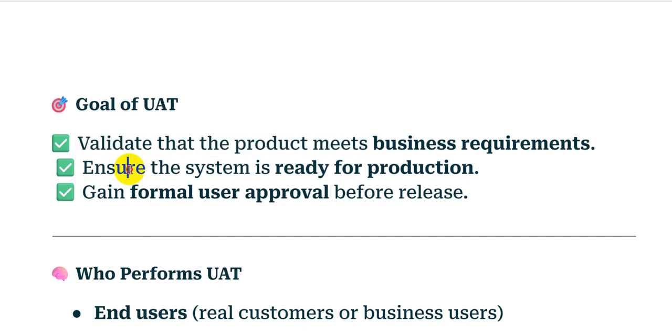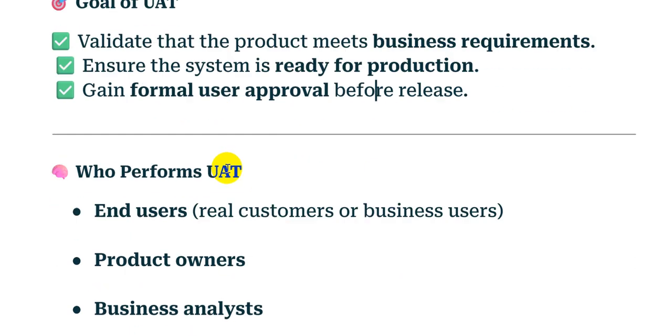There we can also ensure the system is ready for production, and we can gain formal user approval for the release before the release. So before the release, we take formal approval from the client or user that our application is ready for production. This kind of testing happens during UAT, and these are the goals of UAT.